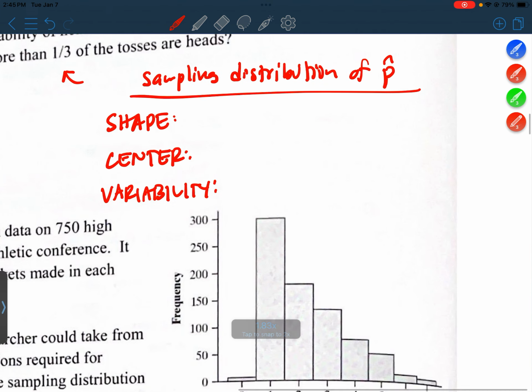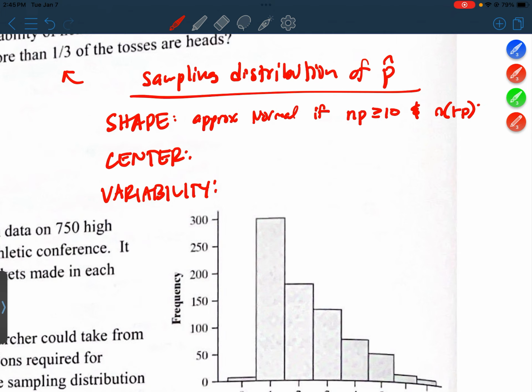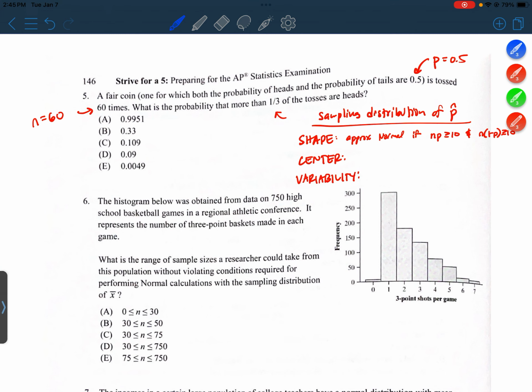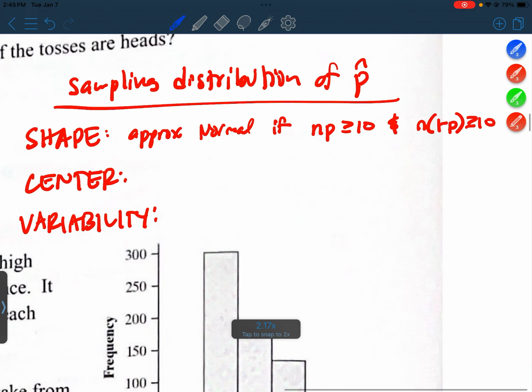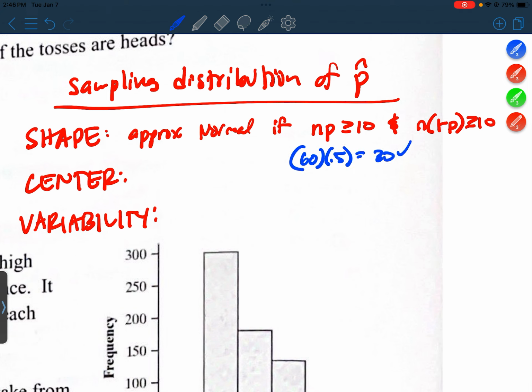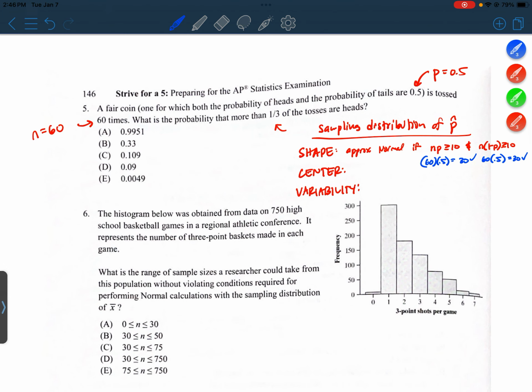All right, so let's begin with the shape. Now this sampling distribution will be approximately normal if the large counts condition is met, meaning np has to be at least 10 and n times 1 minus p has to be at least 10. So let's plug in our values. This will be 60 times 0.5, which is 30, check. This is going to be 60 times 0.5 as well, so 30, check. So the shape is approximately normal.